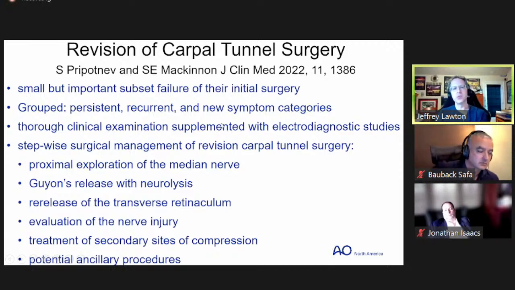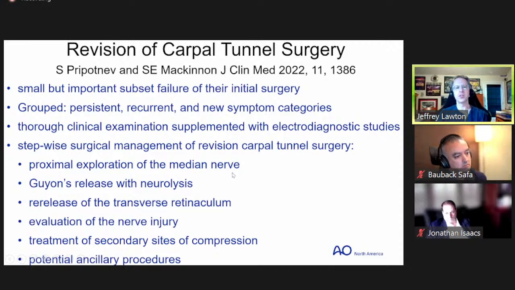Again, Susan McKinnon in their series noted a small but important subset of failure of initial carpal tunnel release. And again, they organize these into persistent, recurrent, and new symptoms. Emphasize a thorough clinical exam, supplemented with electrodiagnostic studies. Again, we can talk to our panelists and see where the role for ultrasound may be. And we'll go through their stepwise surgical management of revision carpal tunnel surgery, including a proximal exposure of the nerve.